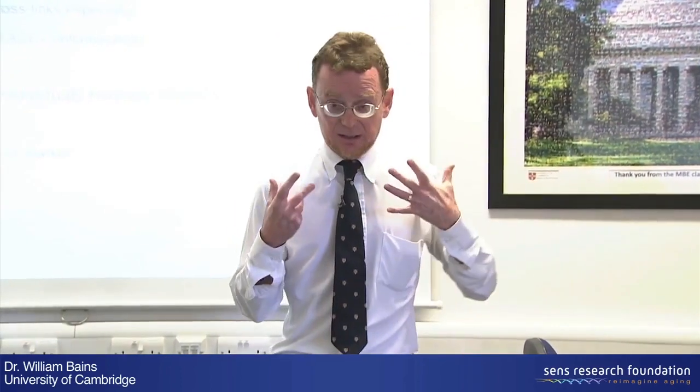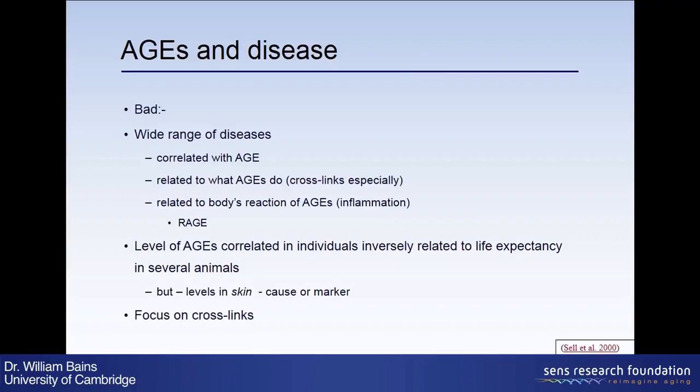However, in some contexts and at some levels, crosslinks are associated with disease. Quite a wide range of disease. For the advanced glycation end products, a wide range of diseases are correlated with age, so that more crosslinks and more glycation end products are present in diseased versus healthy people. And we saw an example of that with diabetes. They're functionally related to what glycation end products and the crosslinks do, and I'll come on to an example of that in a minute. And they're also related to the body's reaction to advanced glycation end products.